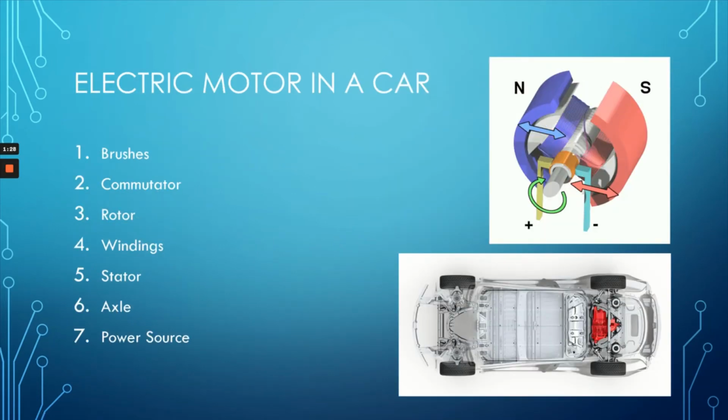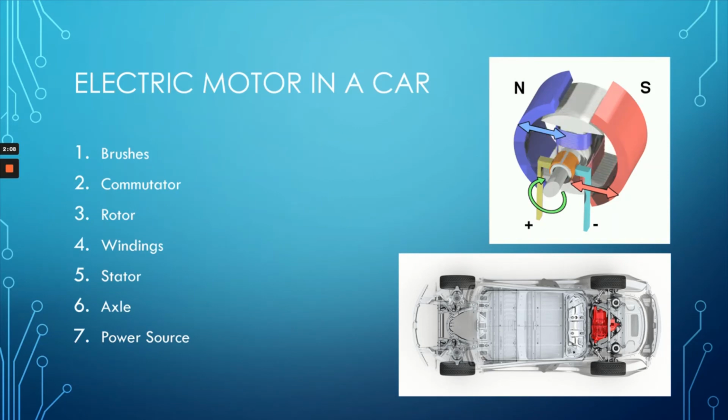So an electric motor in a car is a lot more complex. It has brushes, a commutator, a rotor, windings, stator, and axle, and it needs a power source to power all of it. So the way this works is you have brushes carrying the current to the commutator, and whenever the brushes sense a gap in the commutator, which is this rotating copper part right there, it tells the commutator to change the direction of the current, causing the current to go from negative to positive to negative.